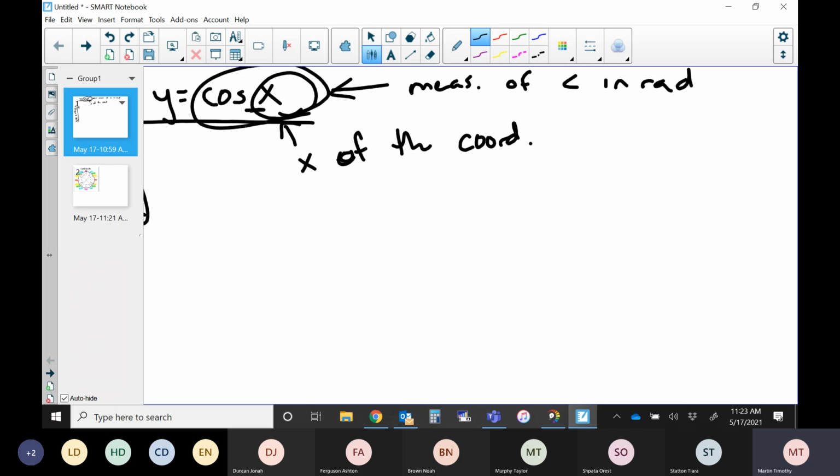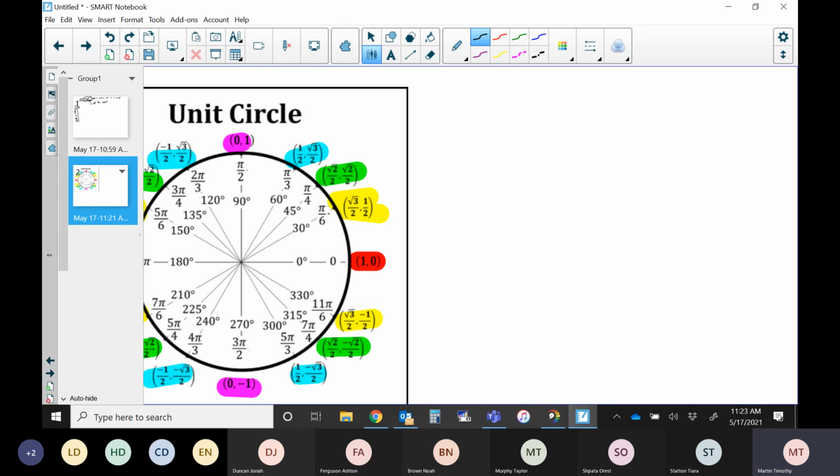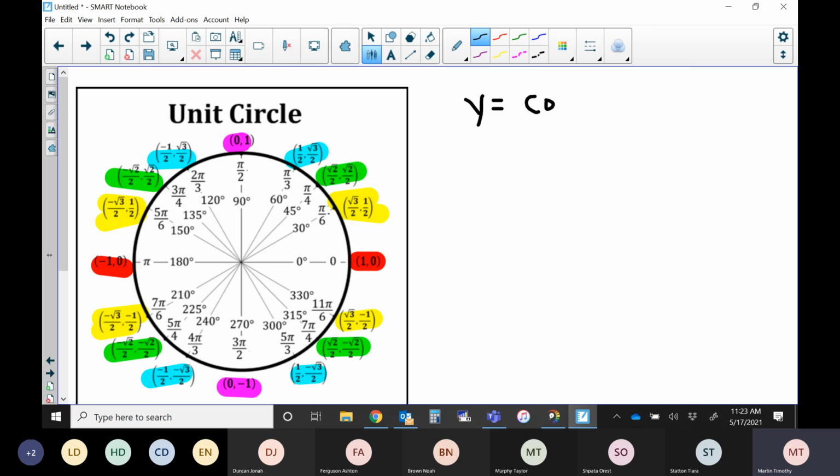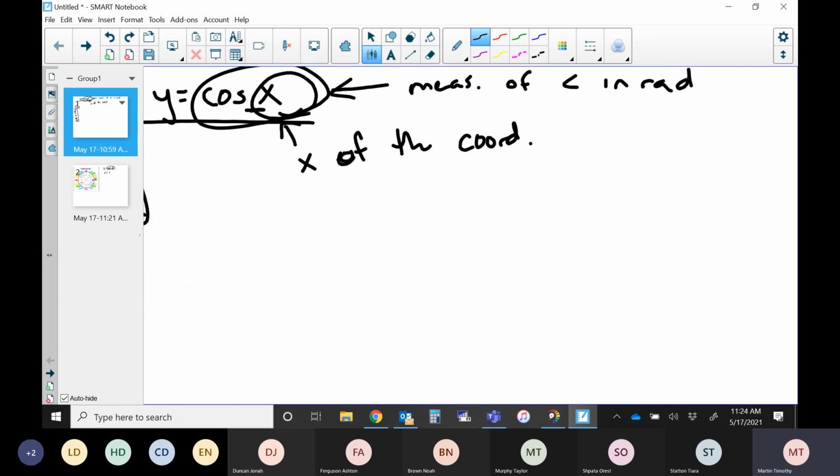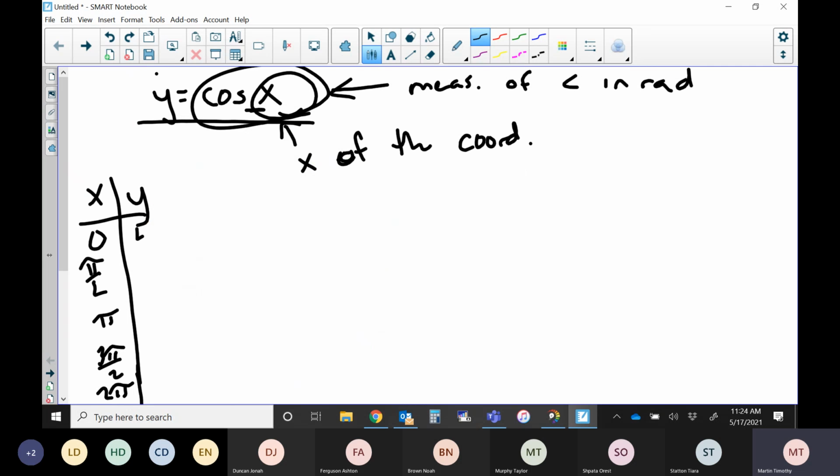So that means if they ask me, the first one says Y equals the cosine of 0. This is my X. That's what I'm looking at. That's the radians. The cosine of 0 is the X that's associated with that. So that would tell me that X equals 1. So my output would be a 1.